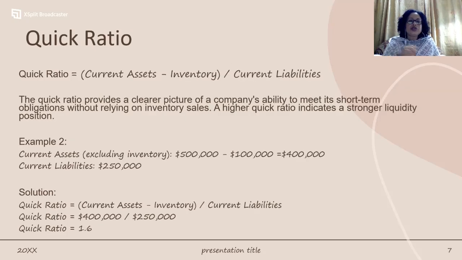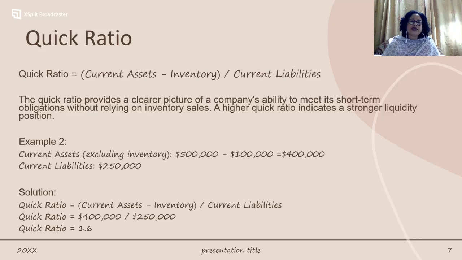Now quick ratio, the formula is what? Current asset minus inventory divided by current liabilities. The quick ratio provides a clearer picture of a company's ability to meet its short-term obligation without relying on the inventory sales. A higher quick ratio indicates a stronger liquidity position, and the ideal ratio is 1:1.